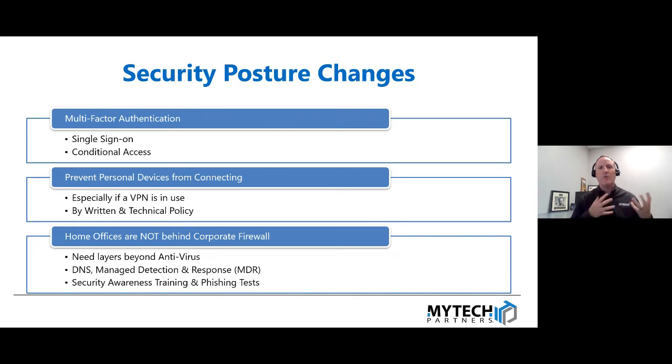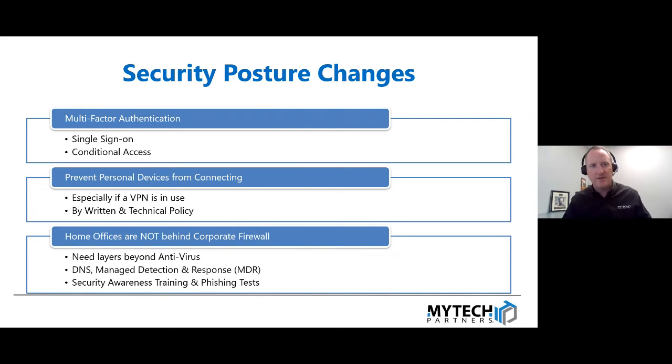And you want to prevent that not only by written policy, so make sure that's part of your written policy, but also have a technology policy that can enforce it, like conditional access, like I mentioned, that can help reinforce that written rule. Finally, again, as I mentioned, your home offices are not behind your corporate firewall. So if you haven't changed the way in which you're protecting your environment in the last few years, it's time to review. You need layers beyond just your traditional antivirus.